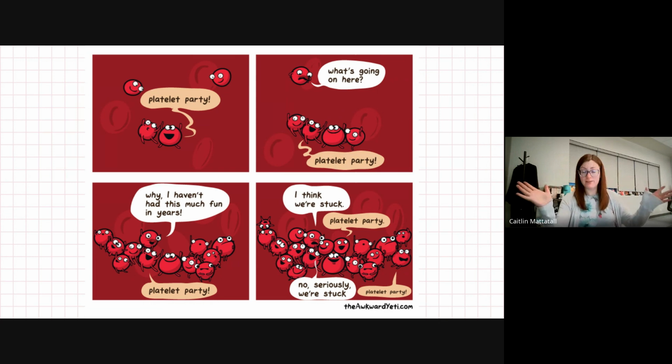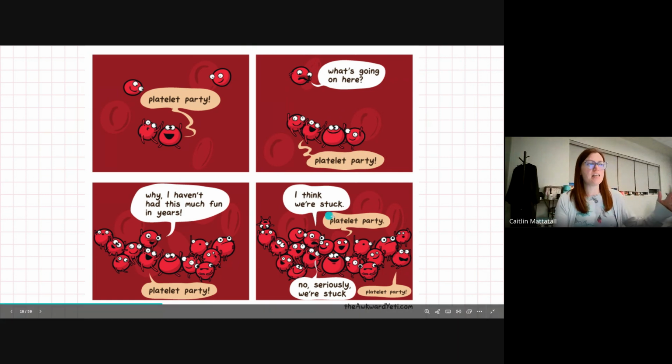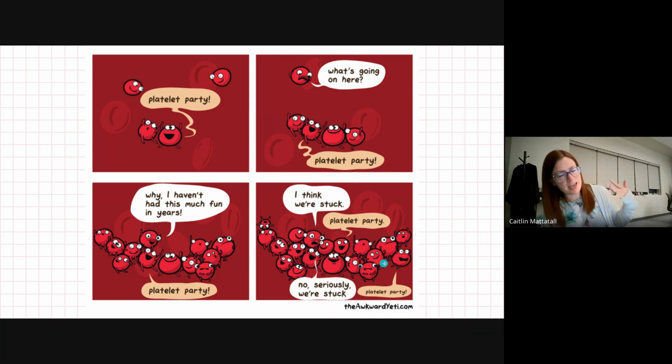So the world's best comics, in my professional opinion, they are having a platelet party and they're so excited. And then we have this serious platelet over here with his mustache being like, what's going on here? And they're like, platelet party. He's like, well, I haven't had this much fun in years. And they're like, woo, platelet party. He's like, I think we're stuck. And they're like, yeah, platelet party. And he's like, no, we are seriously stuck. So this was the first comic that I ever saw in regards to this whole platelet party situation, and I laughed way too hard. I understand that I'm a nerd and that it's probably not as funny as I think it is.